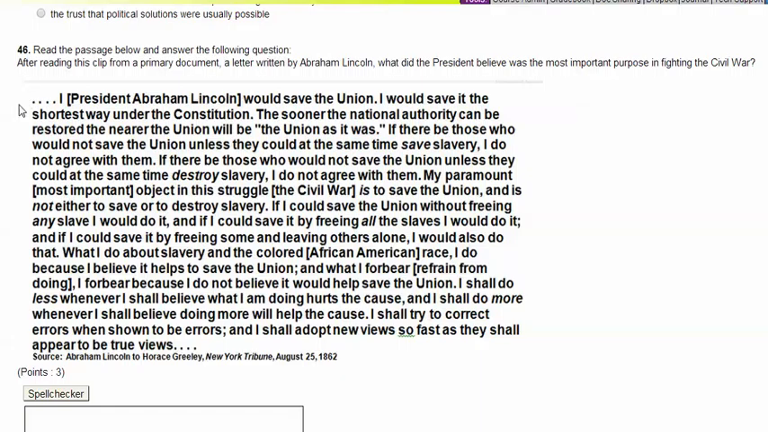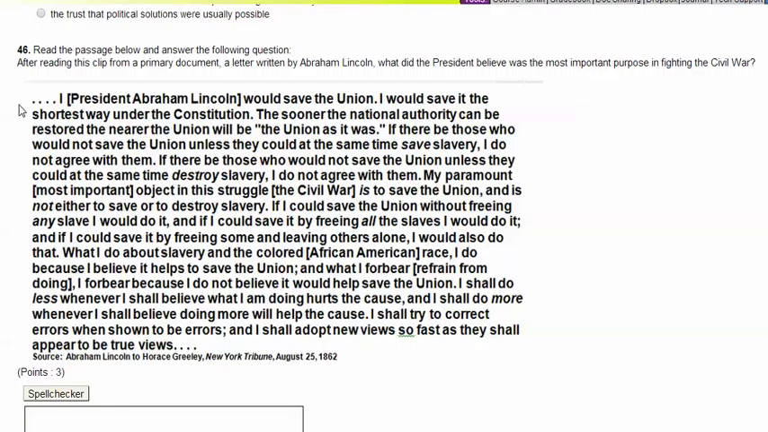It says, I, President Abraham Lincoln, would save the Union. I would save it the shortest way under the Constitution. The sooner the national authority can be restored, the nearer the Union will be the Union as it was. If there be those who would not save the Union unless they could at the same time save slavery, I do not agree with them. If there be those who would not save the Union unless they could at the same time destroy slavery, I do not agree with them.